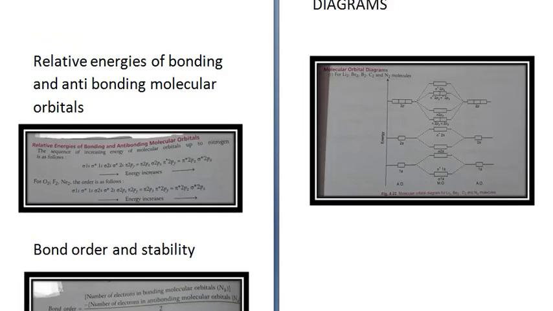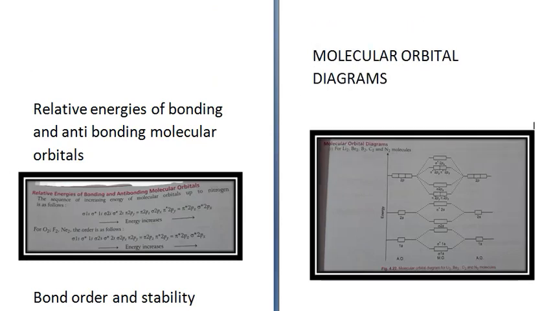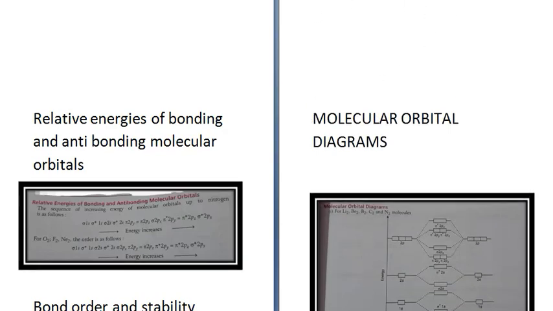If all electrons in a molecule or ion are paired, that is diamagnetic, and if electrons are unpaired, the molecule or ion is called paramagnetic. Okay, now next we will see some molecular orbital diagrams. Now see over here.